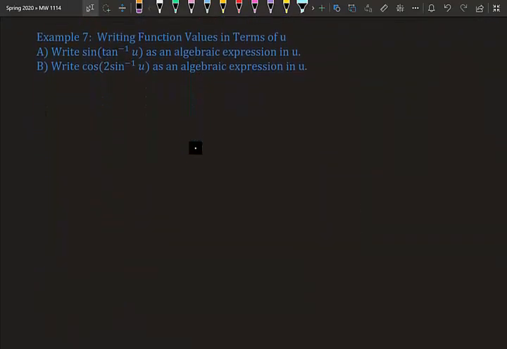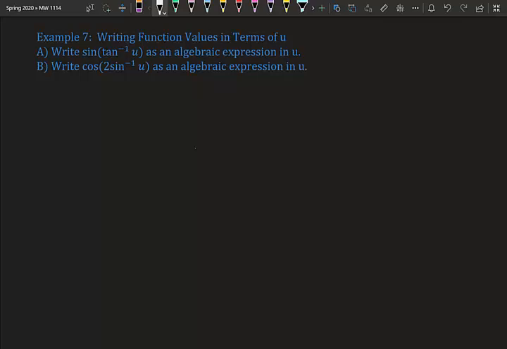Alright, writing function values in terms of u. So let's write sine inverse of tangent u as an algebraic expression in u. Okay, this is something that might be super new to you. It's called u substitution. It's supposed to be taught way back in intermediate algebra, but I don't think they do it anymore. So it's really part of algebra 2. So if you don't understand what u substitution is, definitely take 10 minutes and look up u substitution in algebra, and then come back to this.